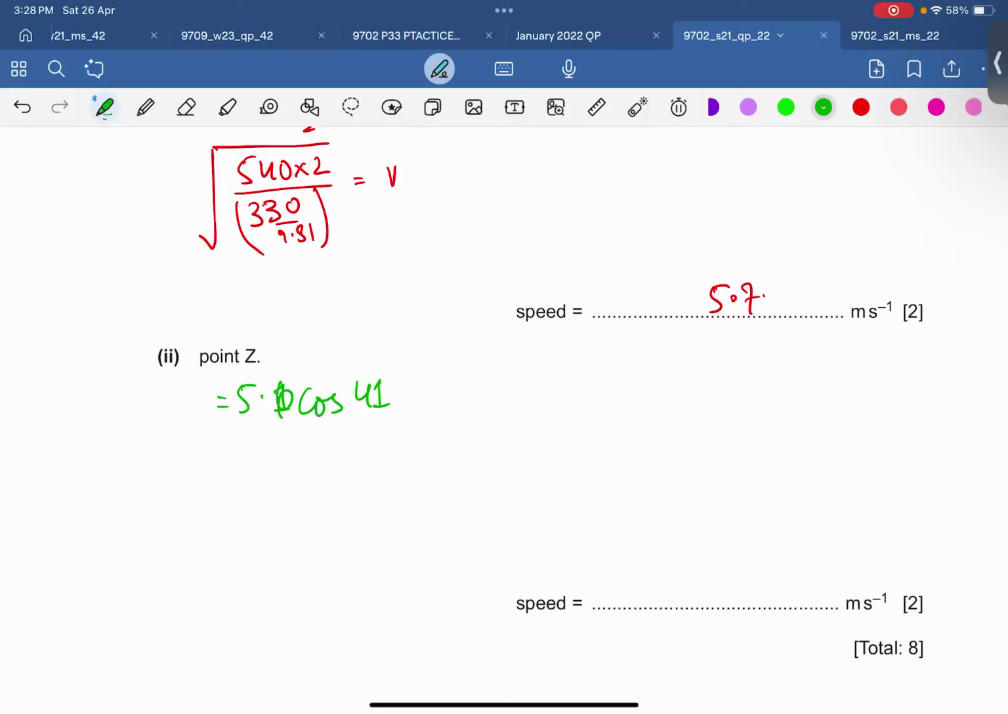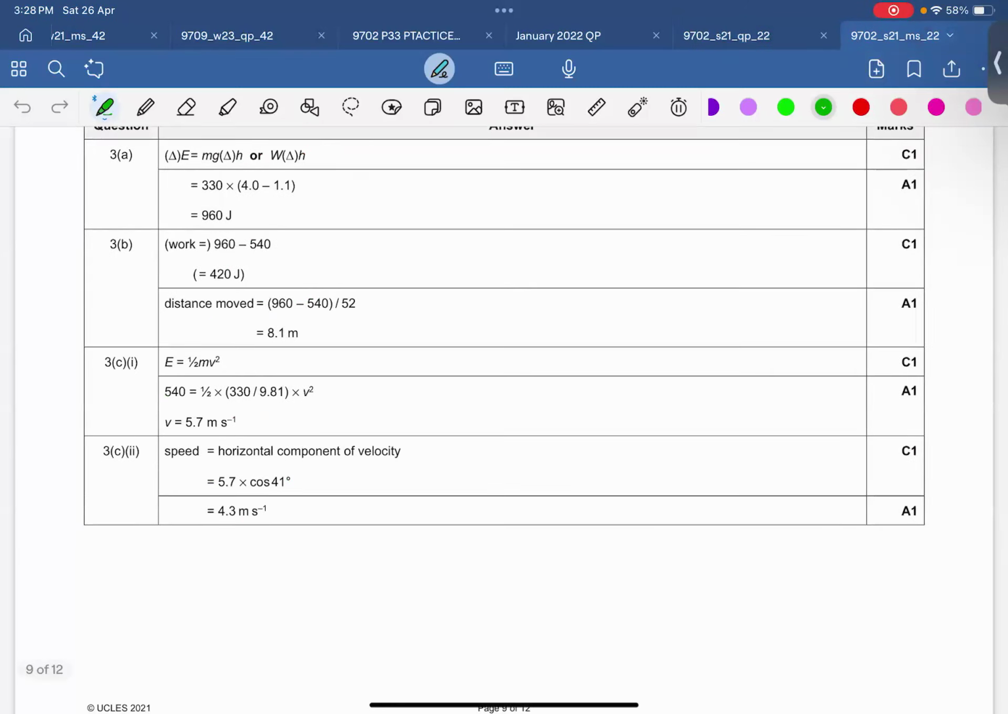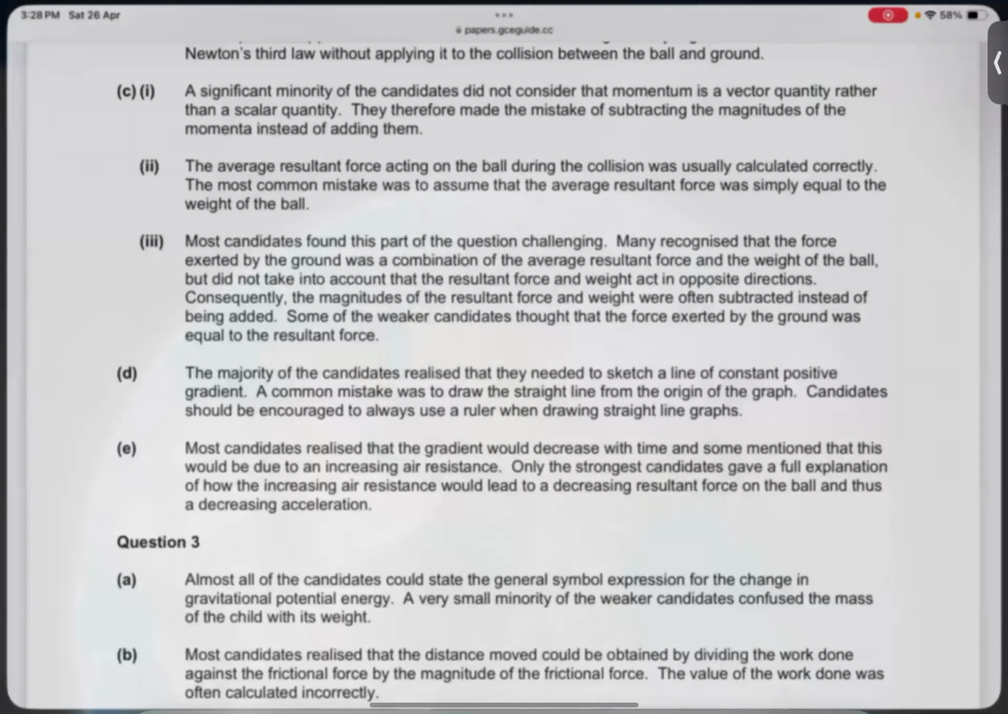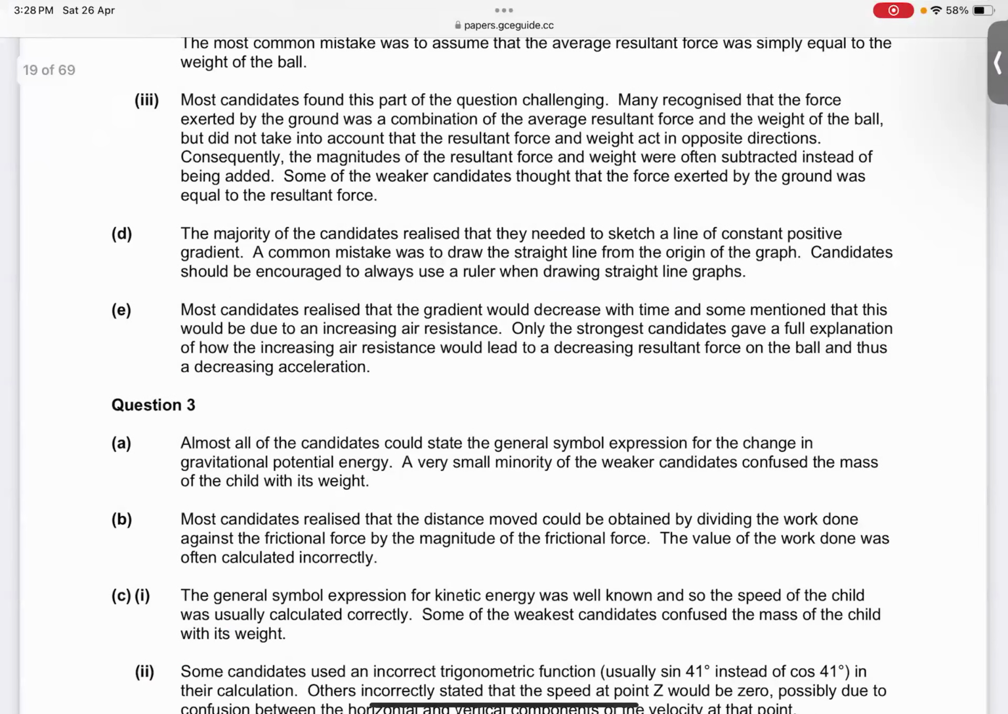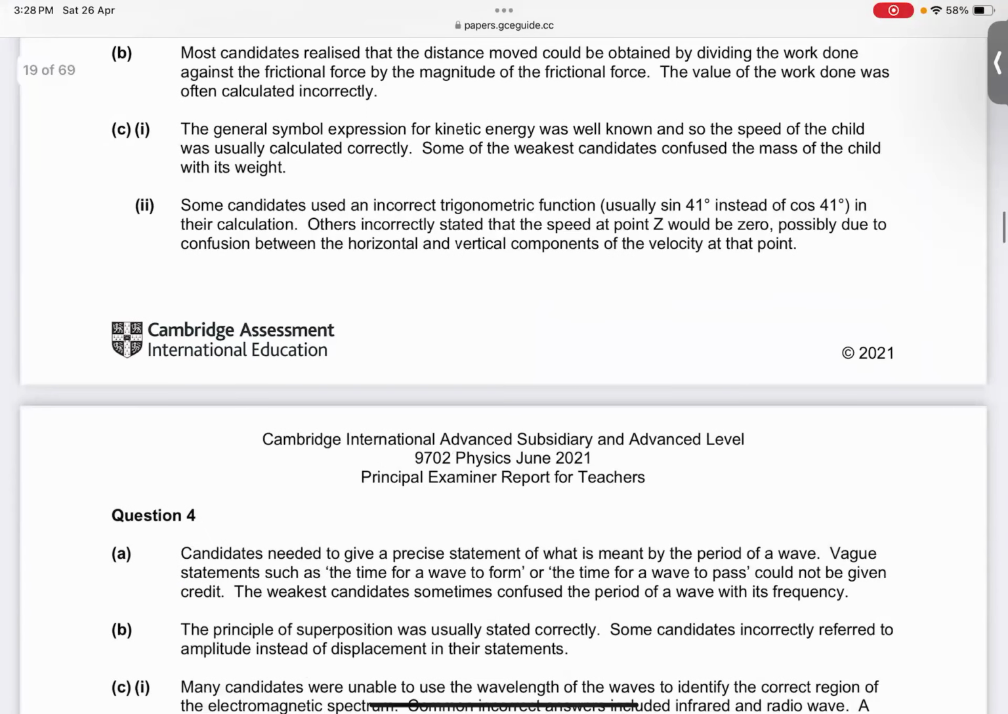It's 5.7, not 5.1. How much? 4.3. Okay, fine. They're also doing the same way. Let's see what the examiner report says. Some candidates use an incorrect trigonometry function, usually sine instead of cos.